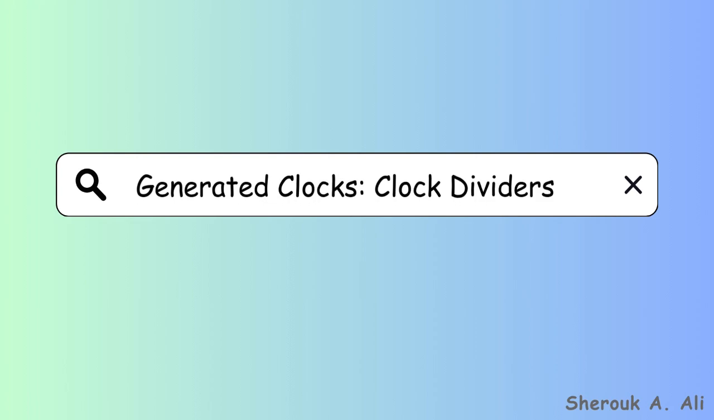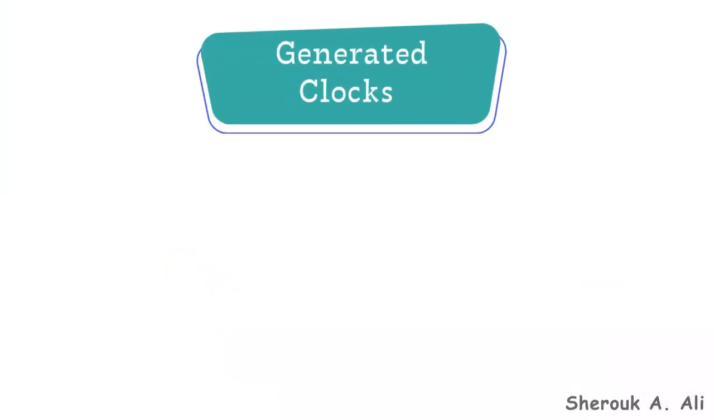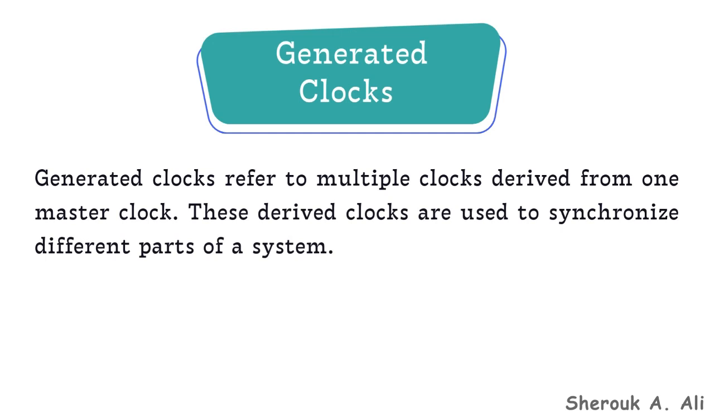Let's explore the generated clocks, focusing specifically on clock dividers. Generated clocks refer to multiple clocks derived from one master clock. These derived clocks are used to synchronize different parts of a system.